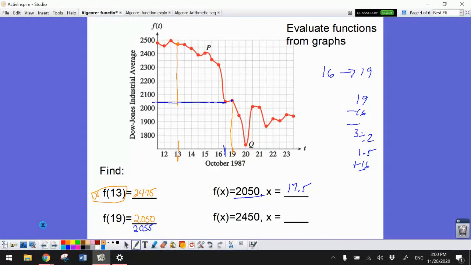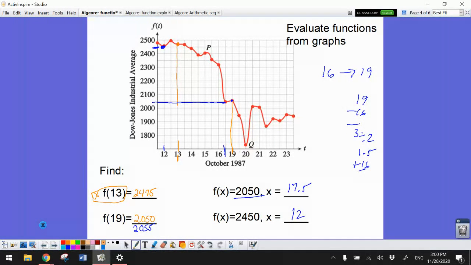All right, what about 2450? Well, 2450 is right there. So it looks like I have one point on 2450, and I don't have any other ones that are exactly on 2450. So that one, the x value is 12. So again, it's a matter of reading the graph, okay?